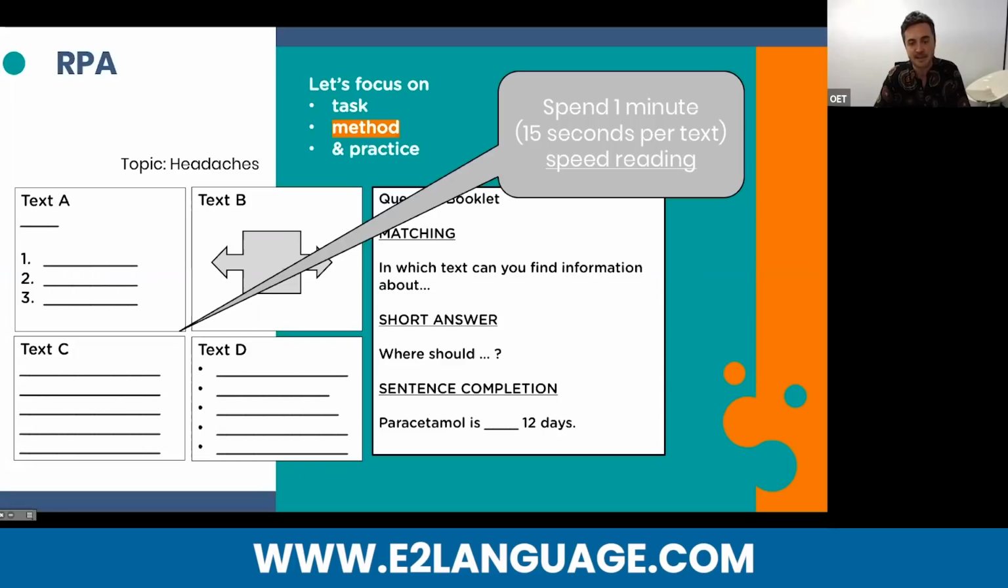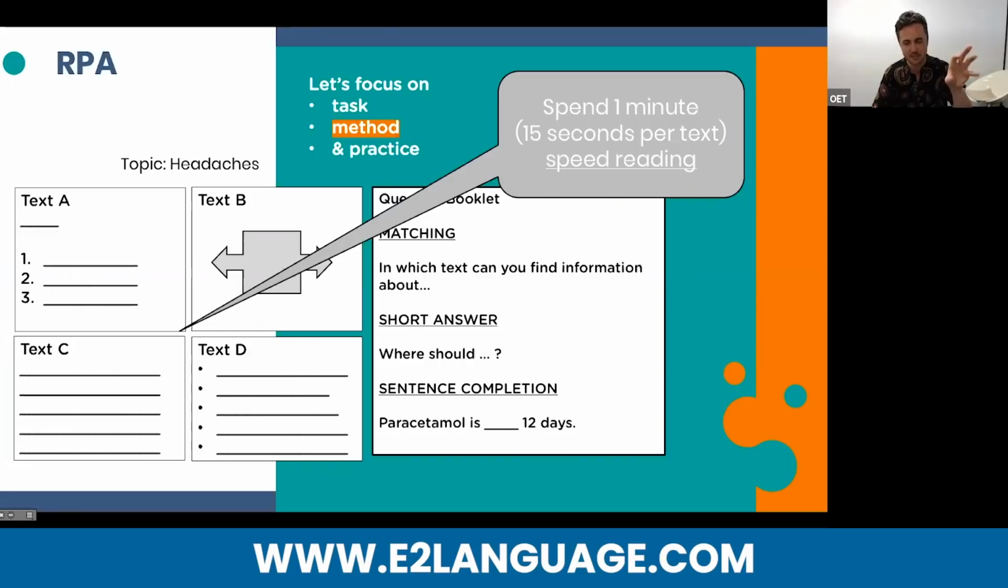You should spend the first minute. It feels like you're wasting a minute, but you're not. You should spend the first minute familiarizing yourself with each of those texts. Don't go straight to the questions, because it's going to be too abstract for your mind. It's going to be really difficult. What you should do is spend 15 seconds looking at text A, 15 seconds looking at text B, 15 seconds at text C, 15 seconds at text D.